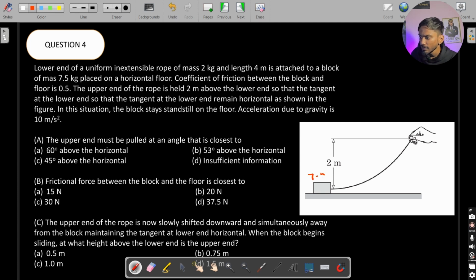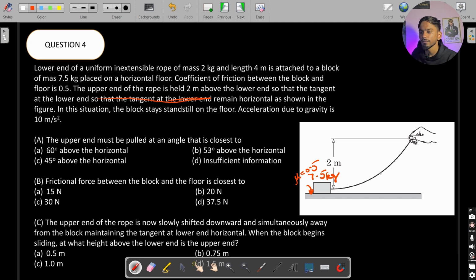They are saying this is mass 7.5 kg, and the coefficient of friction between the block and floor is 0.5. They have mentioned mu is equal to 0.5. The upper end of the rope is held 2 meters above the lower end so that the tangent at the lower end remains horizontal as shown in the figure.